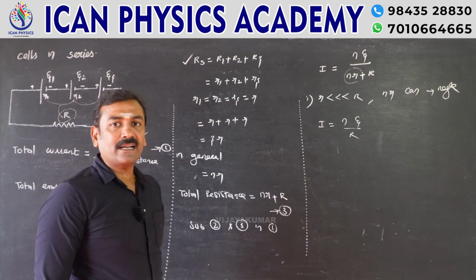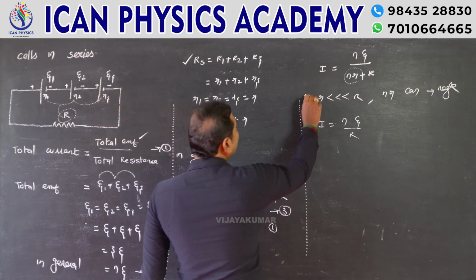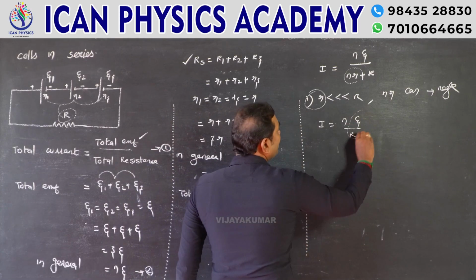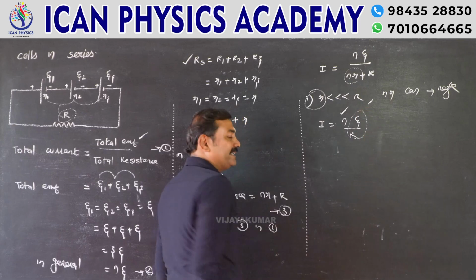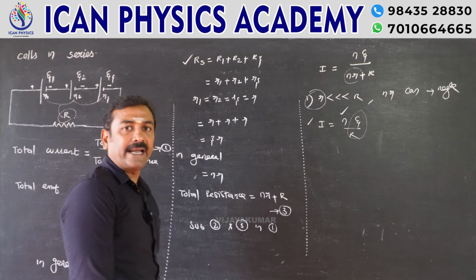So this is the ideal condition to connect the cells. Why? Because when the internal resistance is much smaller, then the EMF by R is n times, so that the current will be more. So this is the ideal condition.